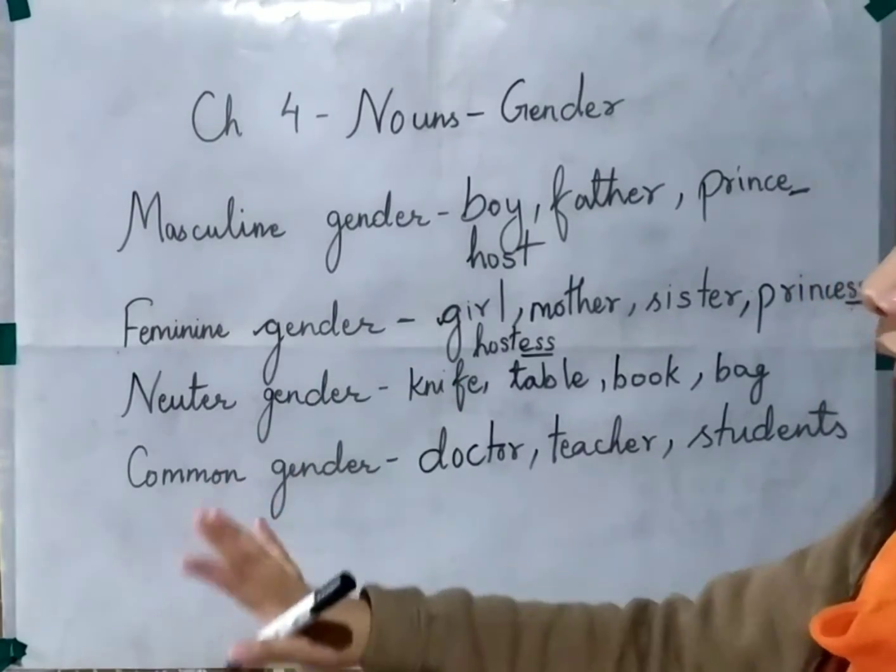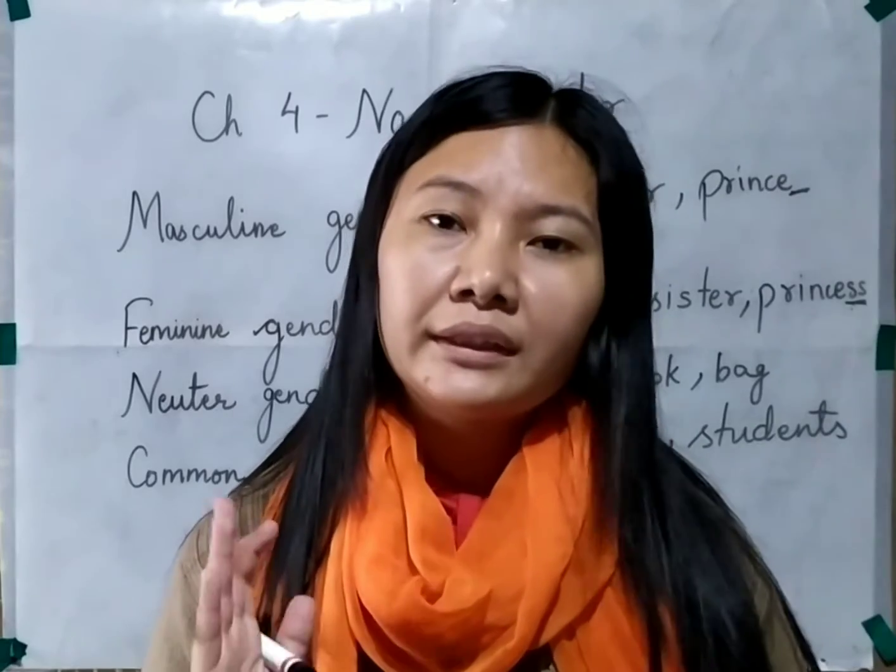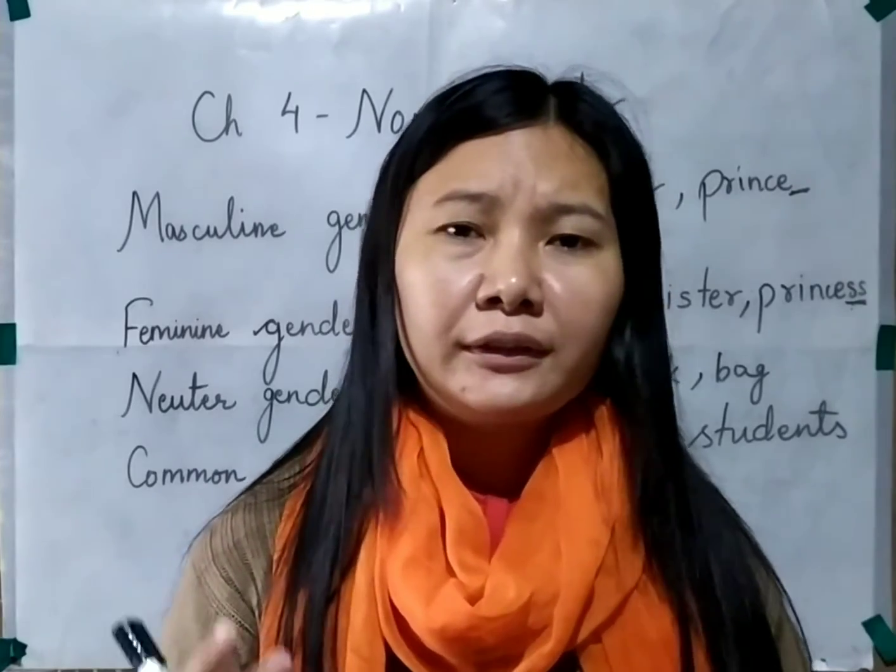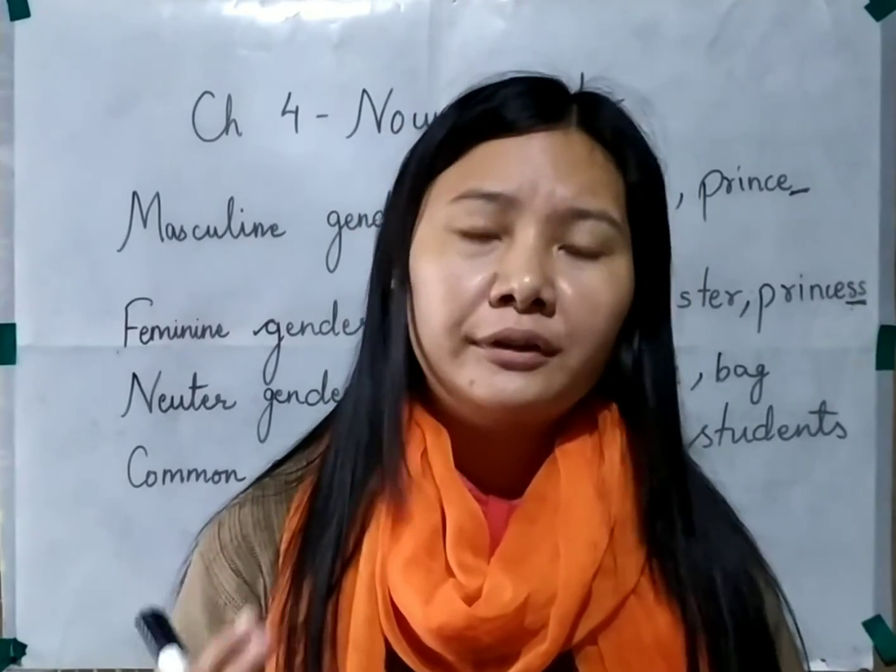So over here, what did we understand? We understood what gender refers to. We saw that the gender of a noun tells us whether the noun refers to a male, whether the noun refers to a female, whether the noun refers to both male and female, or it refers to a non-living thing. So if there is a noun that refers to a male, then we call such a noun masculine gender.